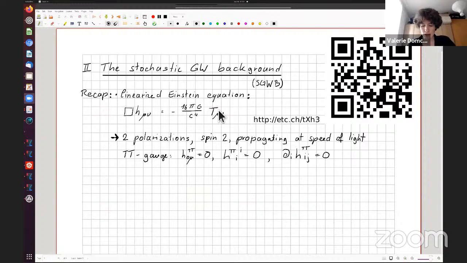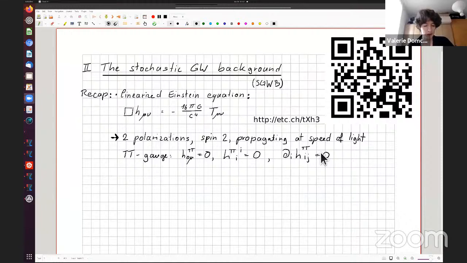And we saw that this is really something that oscillates. It really behaves like a wave. It propagates at the speed of light. And we saw in particular that we could make this explicit in the transverse traceless gauge, where we have these gauge conditions, which make it very explicit that we only have 2 independent degrees of freedom.